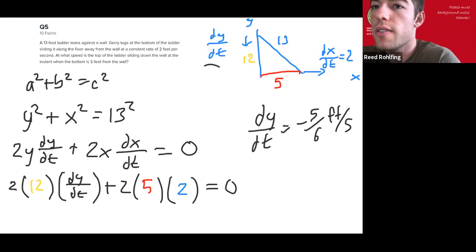Okay, so we can say the speed, what speed is the top of the ladder sliding down the wall? We can say the speed going down the wall is 5 over 6 feet per second.